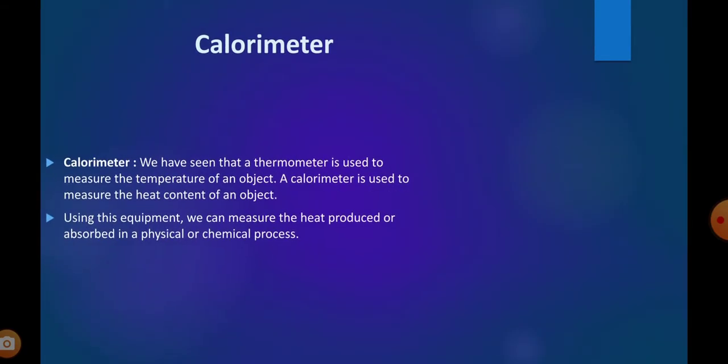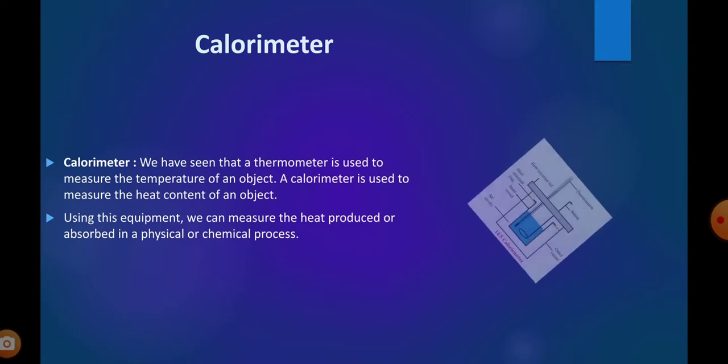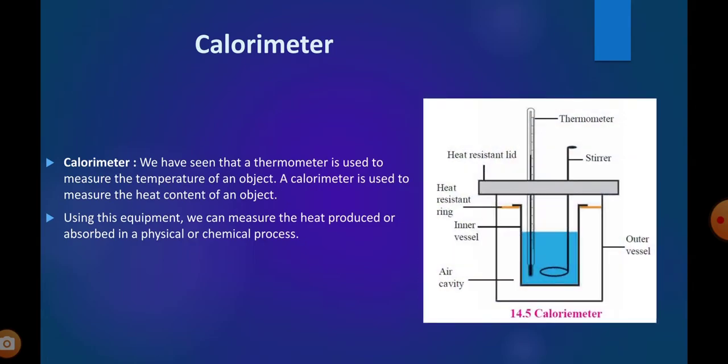Calorimeter. We have seen that a thermometer is used to measure the temperature of an object. In the previous lesson we learned, a calorimeter is used to measure the heat content of an object. Using this equipment, we can measure heat produced or absorbed in a physical or chemical process.